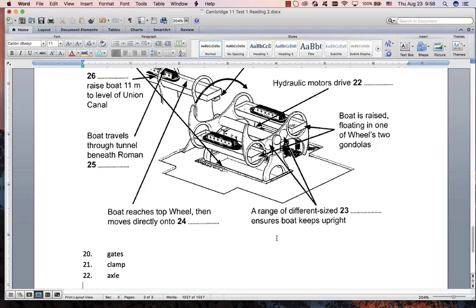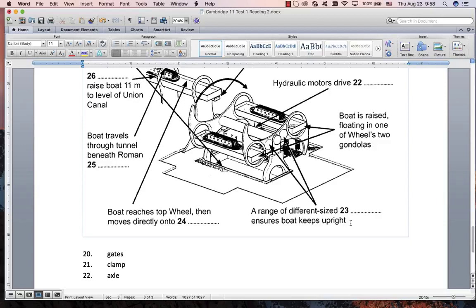And that might make you think that it's a single, but "ensures" is talking about the range. The range is the single countable noun. That's why we have S on that verb over there. Always after a range of, you're going to have a plural countable noun.